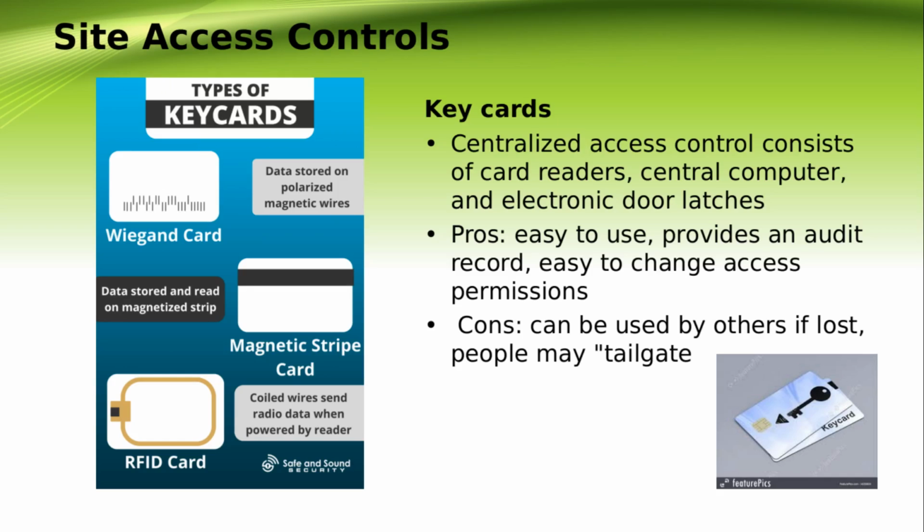Key cards: centralized access control consists of card readers, central computers, and electronic door latches. Proximity cards are easy to use, provide an audit record, and make it easy to change access permissions. A con is that they can be used by others. If lost, people may tailgate.